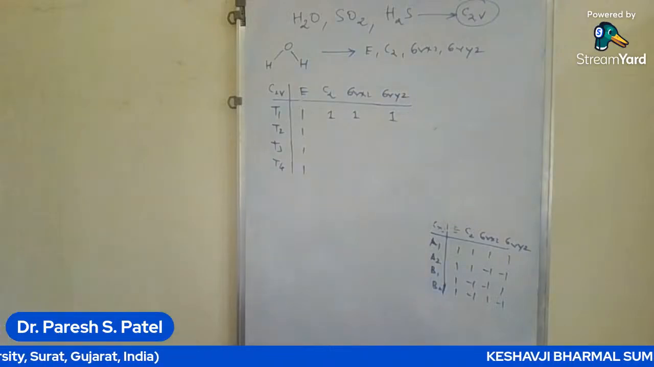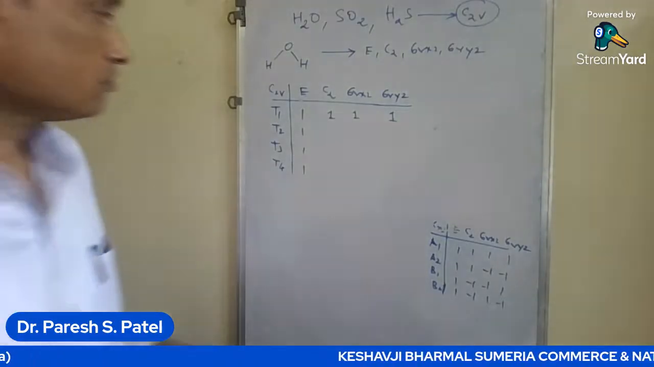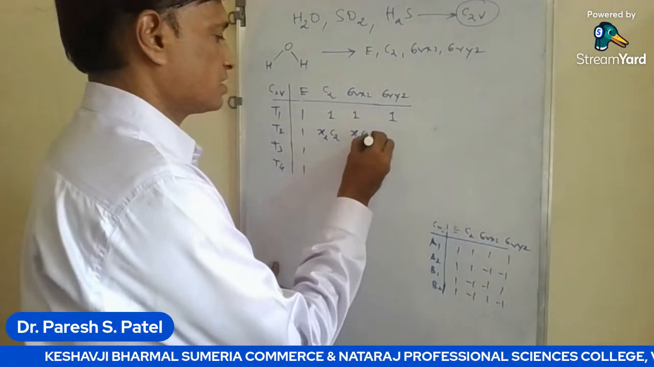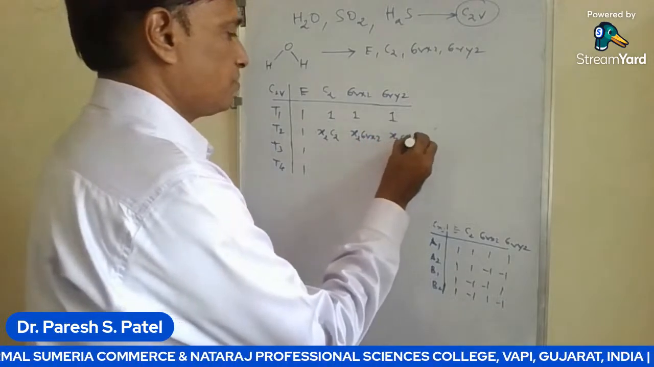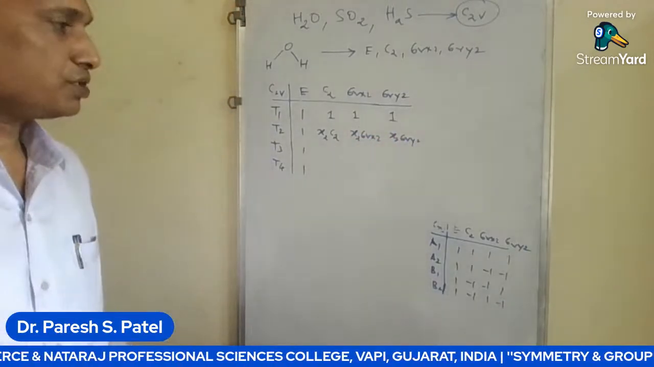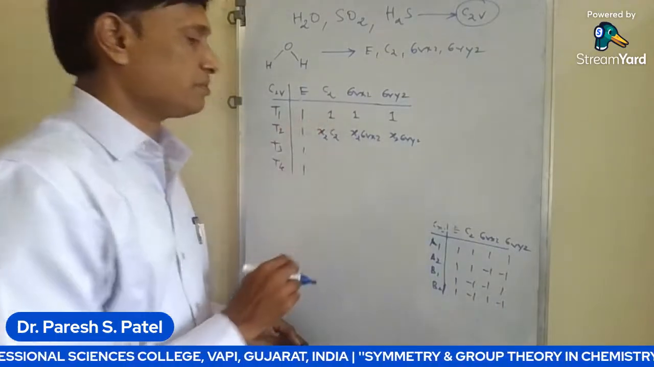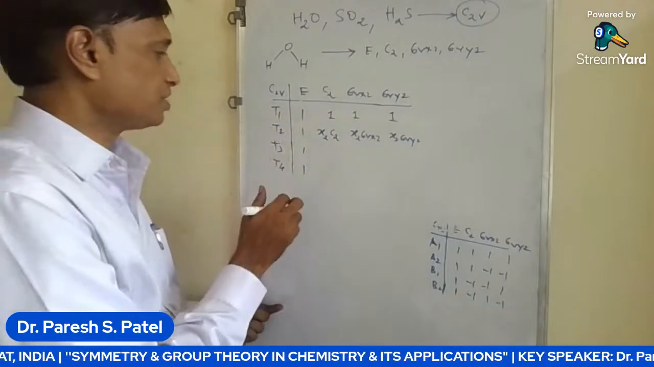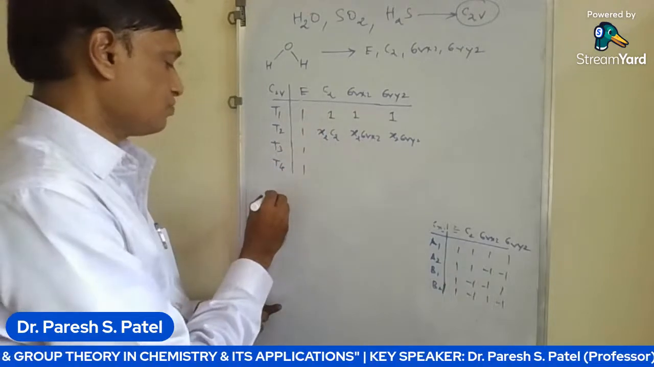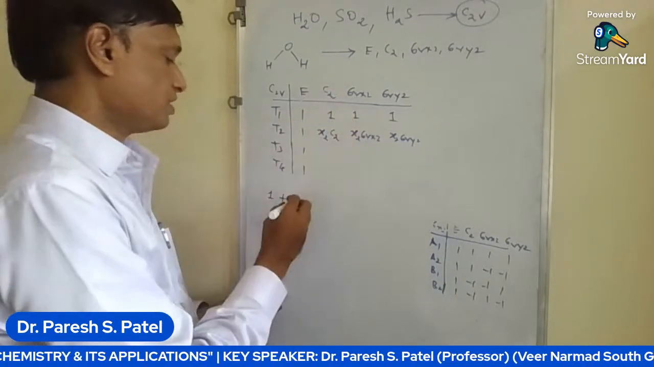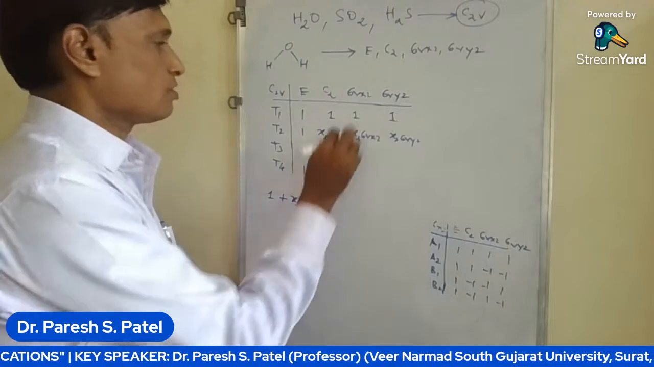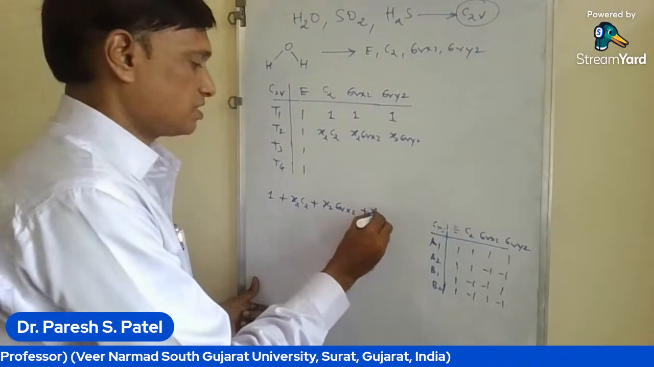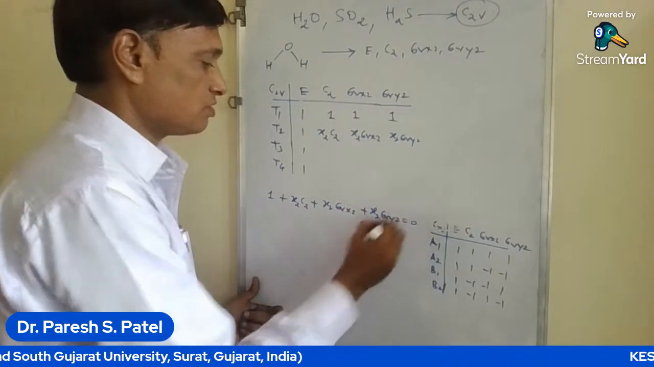Now, the second irreducible representation: character 2 for C2, character 2 for sigma v xz, character 2 for sigma v yz. According to rule number 4, any two irreducible representations are orthogonal to each other. Suppose T1 and T2. So 1 into 1 into 1 is equal to 1, 1 into 1 into 1, which means character 2 for C2, 1 into 1 into 1, character 2 for sigma v xz plus character 2 for sigma v yz is equal to 0.